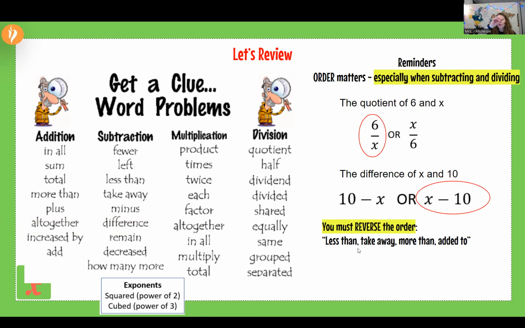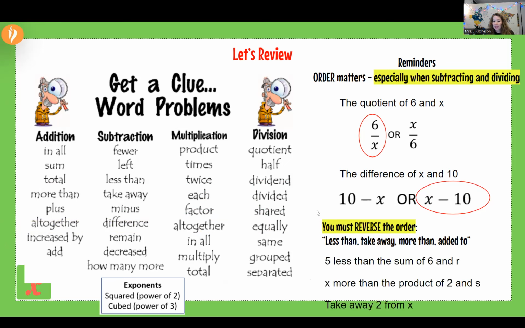All right, so there are a couple of phrases that are always reverse order. Whatever comes first, if you see a less than, you're going to take that number and throw it to the end of the expression. For example, if I say 5 less than the sum of 6 and r, since it says less than, I'm going to take this and throw it to the end of the whole phrase. The sum of 6 and r, I start with that, and then 5 less than that, minus 5. So this is the only correct answer, okay?